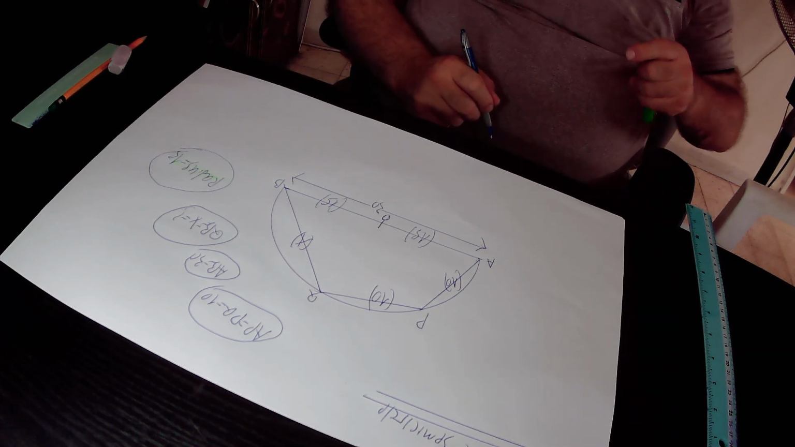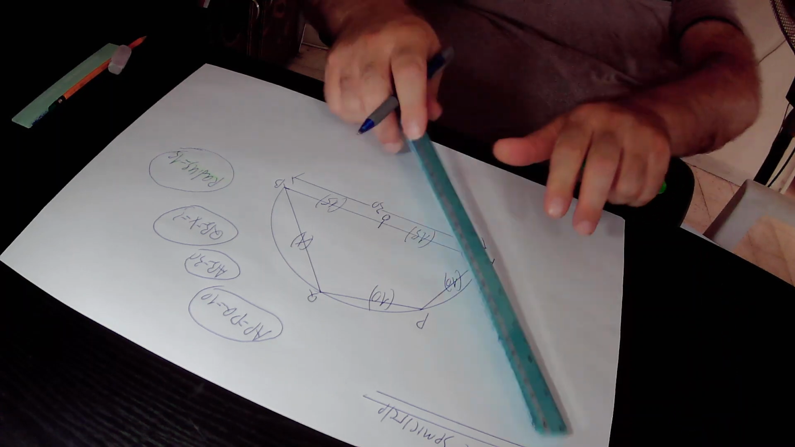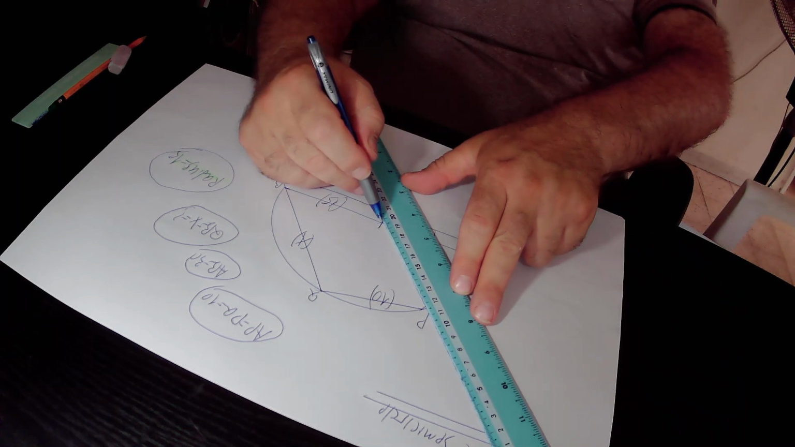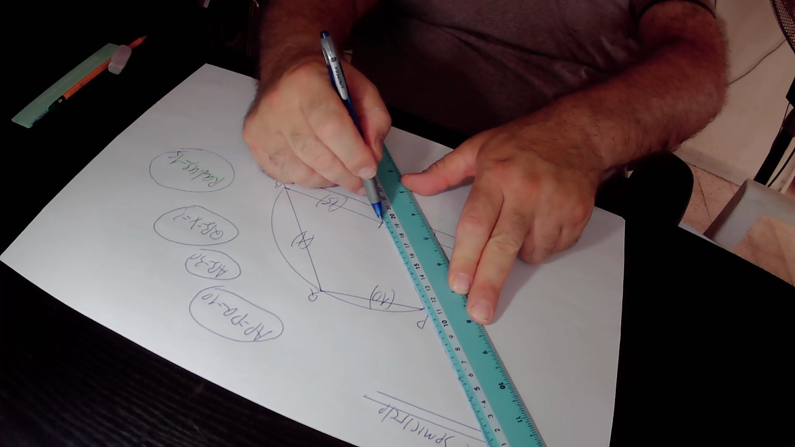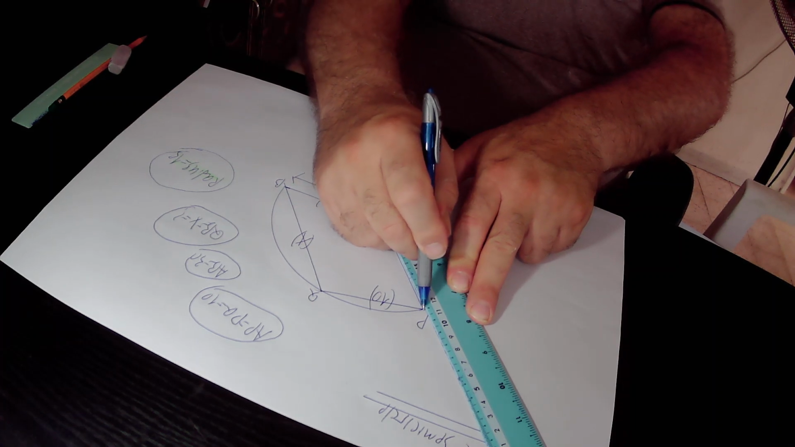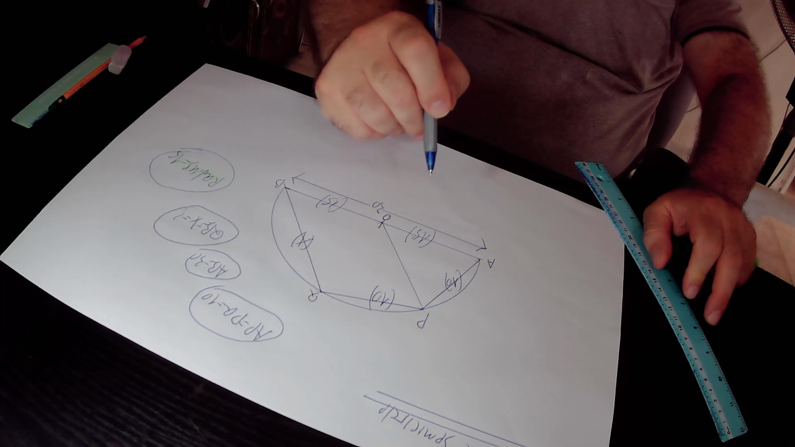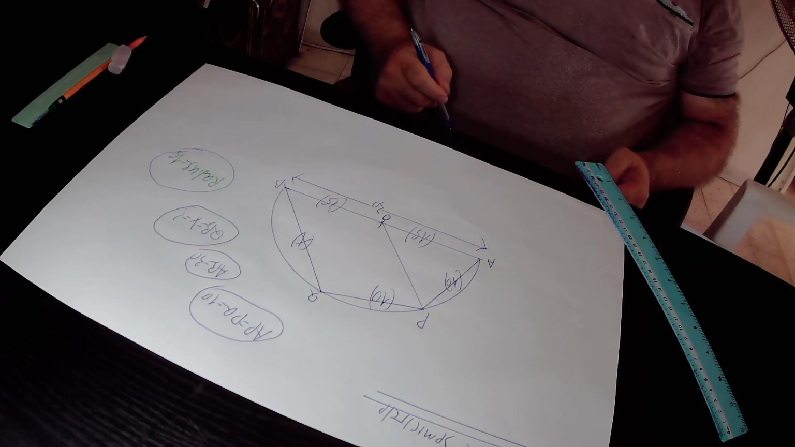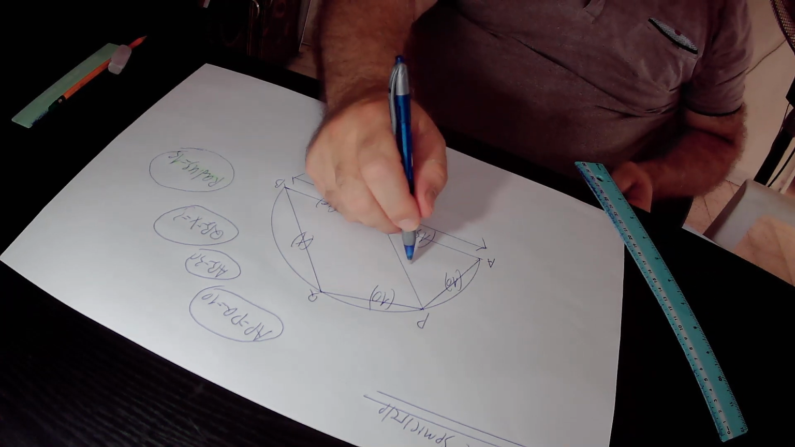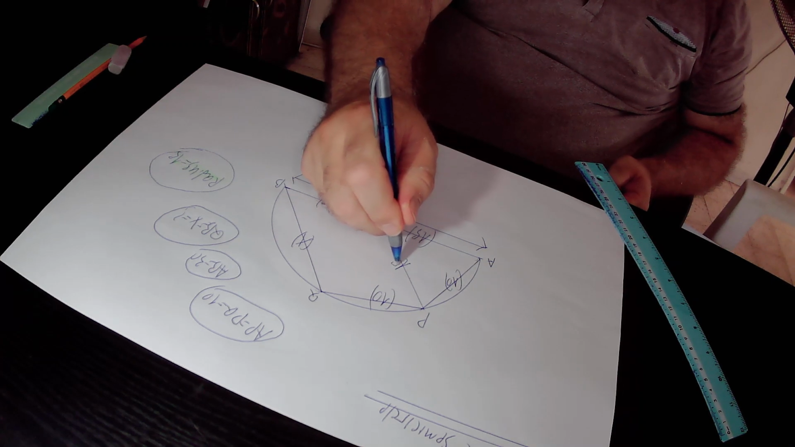In the next step, we will join points O and P together by a straight line. Point O is the center of this semicircle, and point P is a point on the semicircle itself. Therefore, OP is the radius of this semicircle, equal to 15 units in its length.